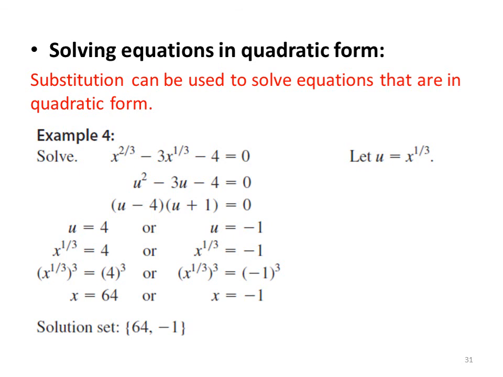That's the first solution. For the second term, we have u plus 1 equals 0, which means u equals minus 1. Now substitute u equal to x to the 1/3. x to the 1/3 equals minus 1. Raise both sides to the power 3. You get x is equal to minus 1 raised to the power 3. x is equal to minus 1. So here are your two solutions: x equals 64 and x equals minus 1.